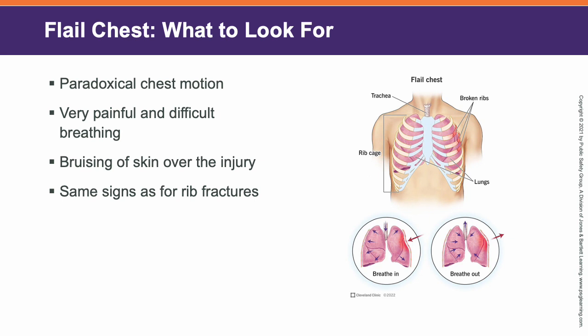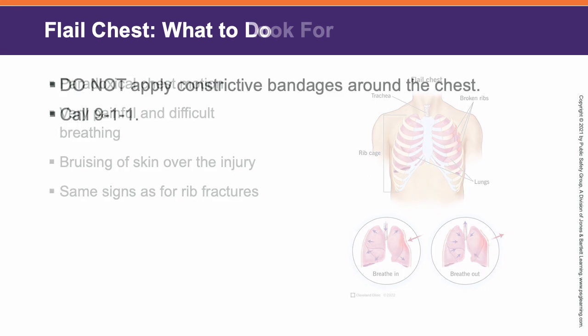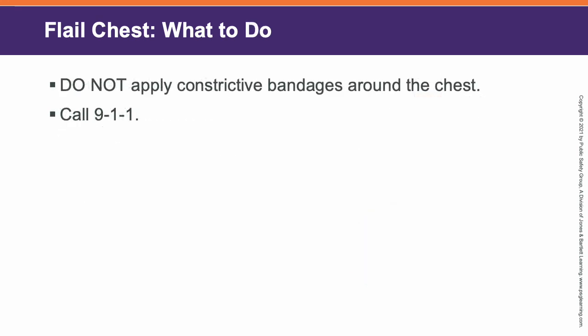But other than that, it's really just the same signs as normal rib fractures, with the exception that the pain is probably going to be really, really high. And this person needs to, well, we'll talk about that on the next slide. The biggest thing about flail chest, you're not going to apply any constrictive bandages around the chest, and you're going to call 911. We need to have further medical care take care of this to help with both the pain and with better stabilization, and it may also require some sort of surgical intervention to prevent damage.